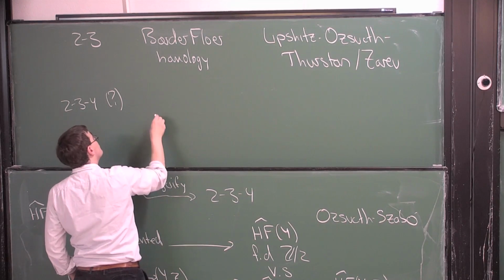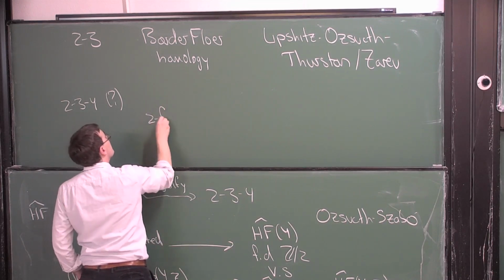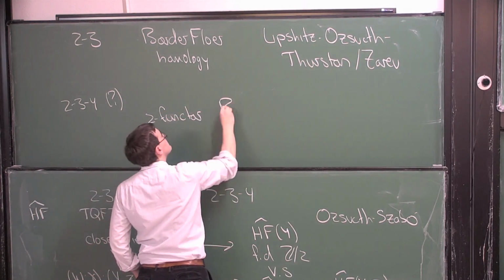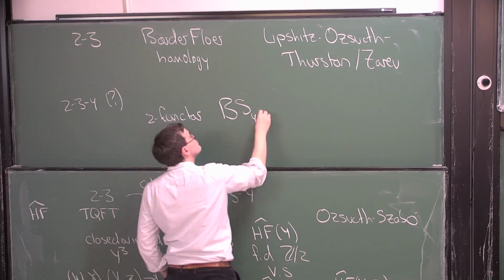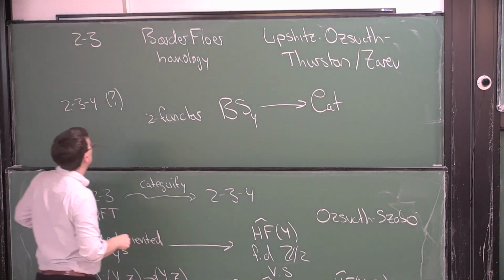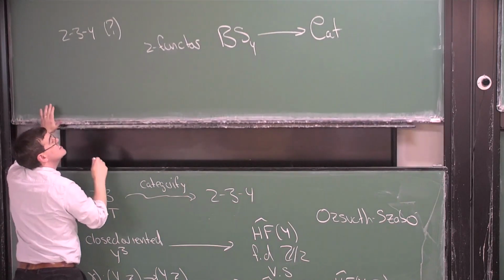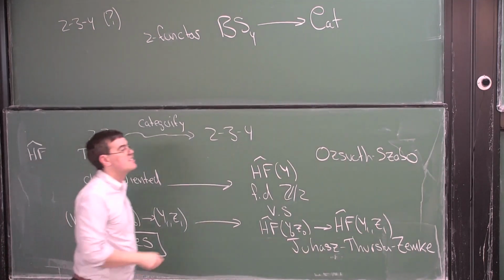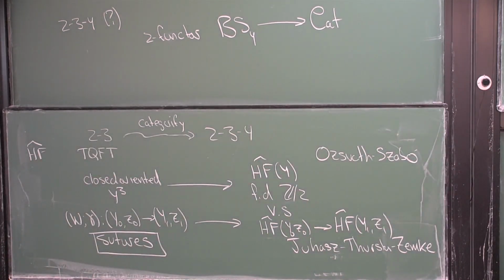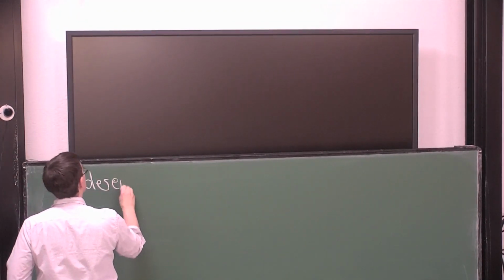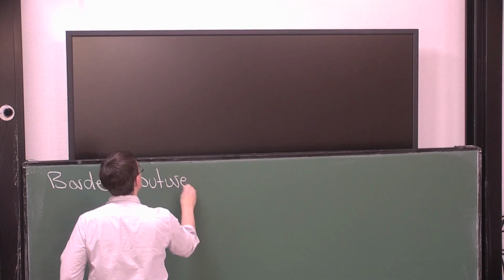Okay, so what should we have here? Well, we should have a 2-functor from some category, call it BS4, for bordered-sutured 4-manifolds, to Cat. And that's the form that this HF hat should take. So the first thing I'd like to do is to describe this category BS4. BS stands for bordered-sutured manifolds. It's Zarev's name.